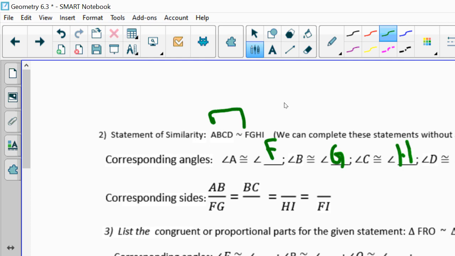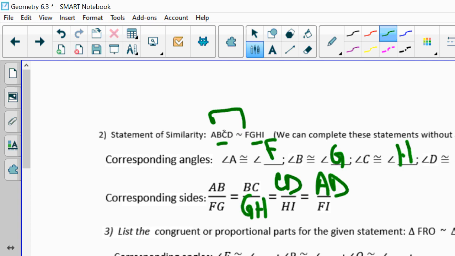Corresponding sides. They gave me AB is proportional to FG. BC is the second and third place, so over here, second and third, GH. They gave me HI, the last two, so that would be CD. FI, the first and the last, is AD. We're going to try that again.